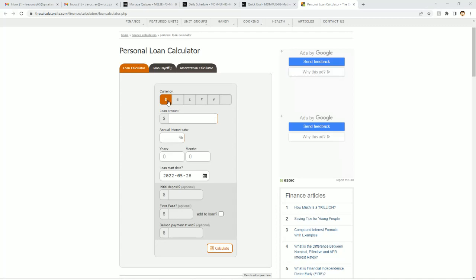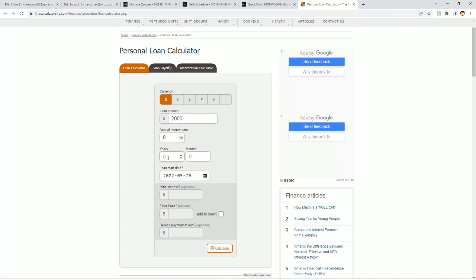By default, it is set in dollars, but if for some reason you wanted to convert to euros or pounds or yen, or I don't know what that symbol is, whatever that symbol is, we're going to just do it in dollars. And we're going to do $2,000. The annual interest rate is 8%. Notice the percent is already there. We don't have to type in the percent sign or convert it to a decimal.